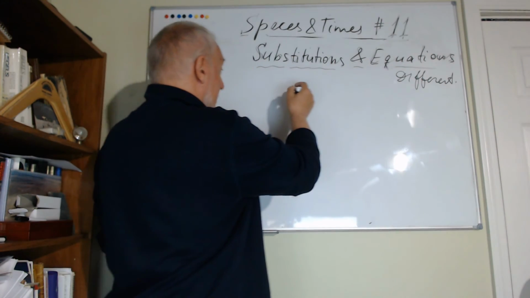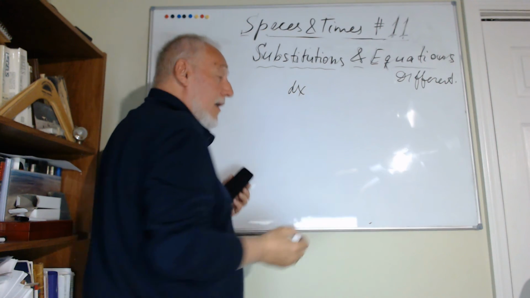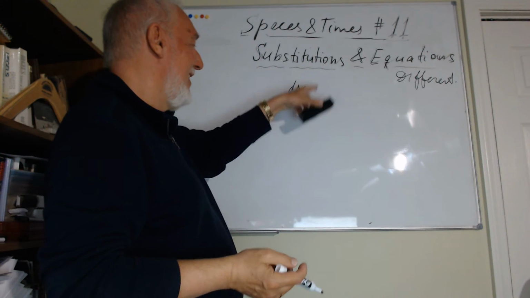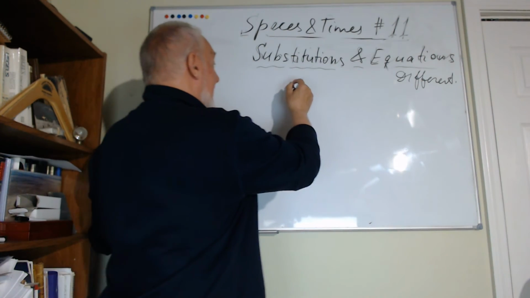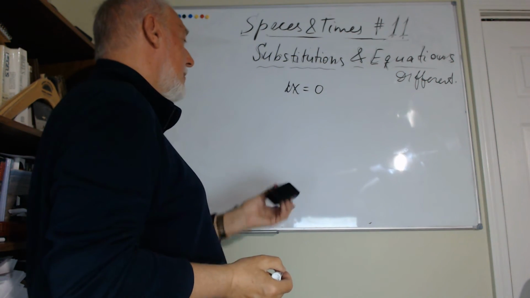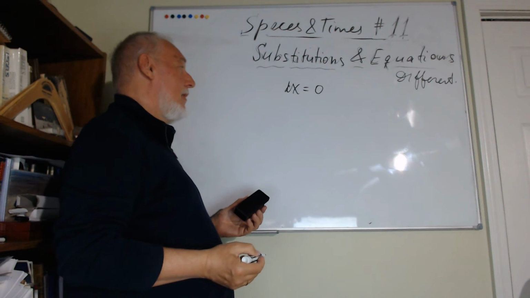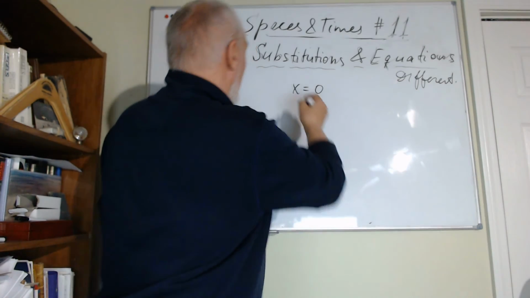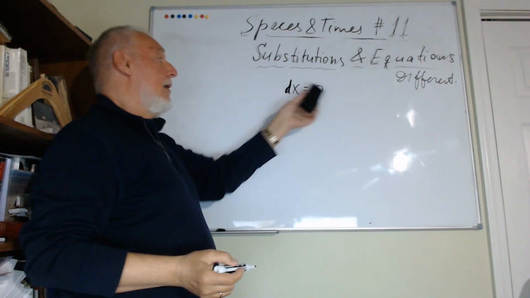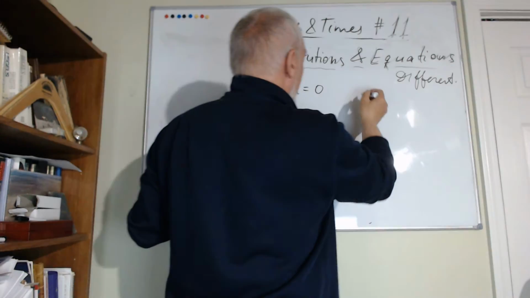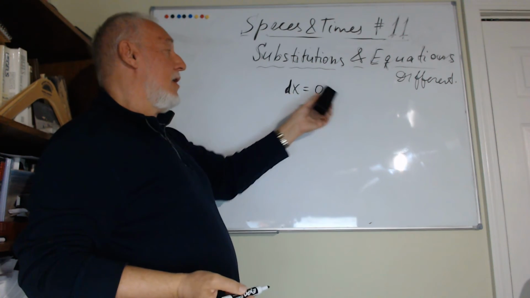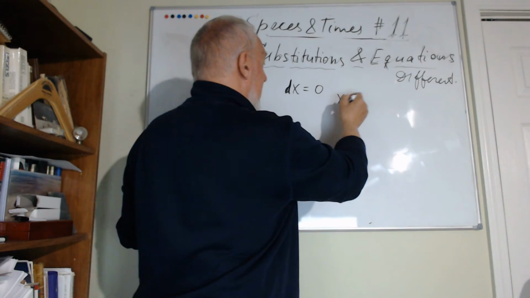What's a differential? For example, a differential is this: dx, dy, dz. This is a differential. So if you have dx equals 0, it is a differential equation. And if you want to solve it, what do you think? So x should be a function of something, right? If you have that equation, what do you think a solution is? x equals what?